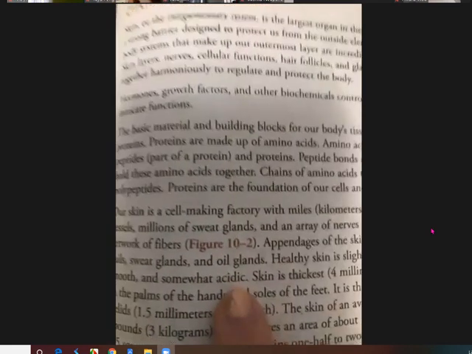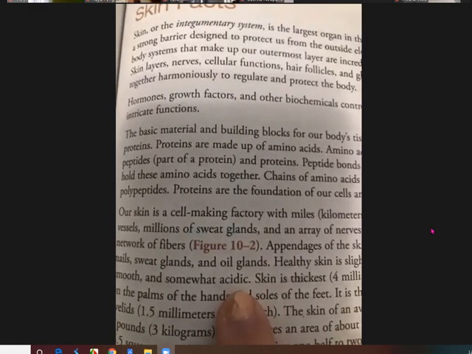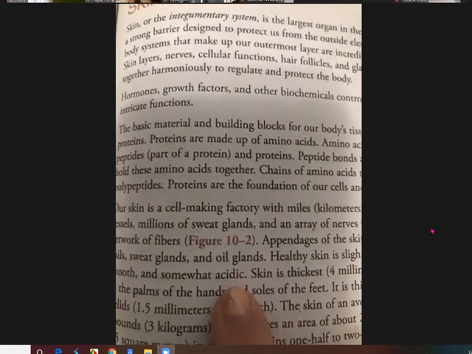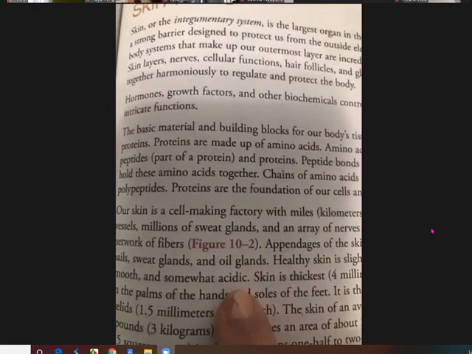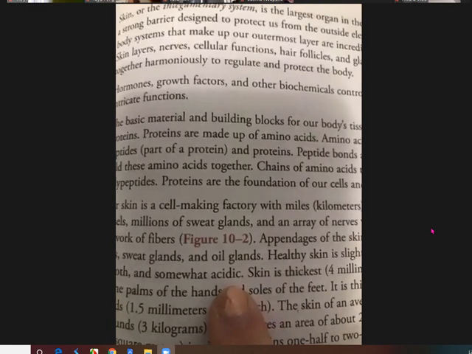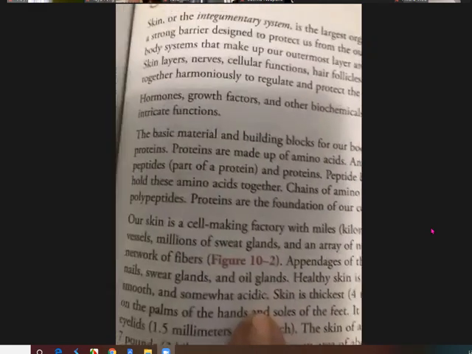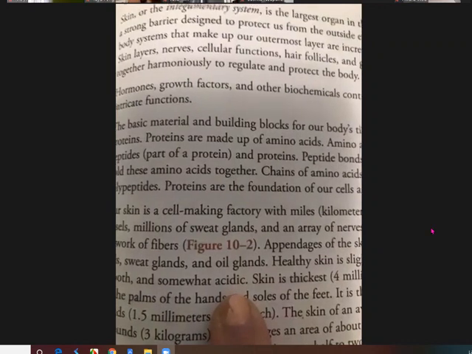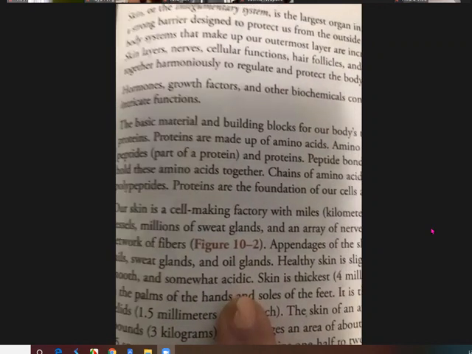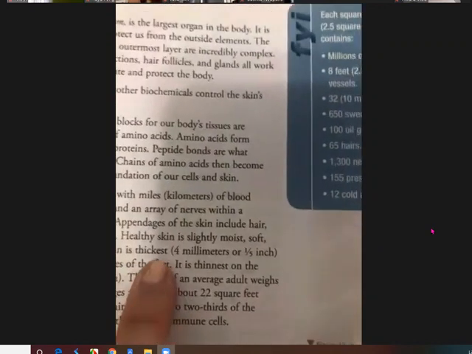Why is the skin acidic? It's because when it's acidic, it can help to fight off bacteria. Okay, this is acid. Our skin is acidic because the acidity can kill the bacteria and prevent bacterial infection. So the skin is thickest on the palm of the hand.